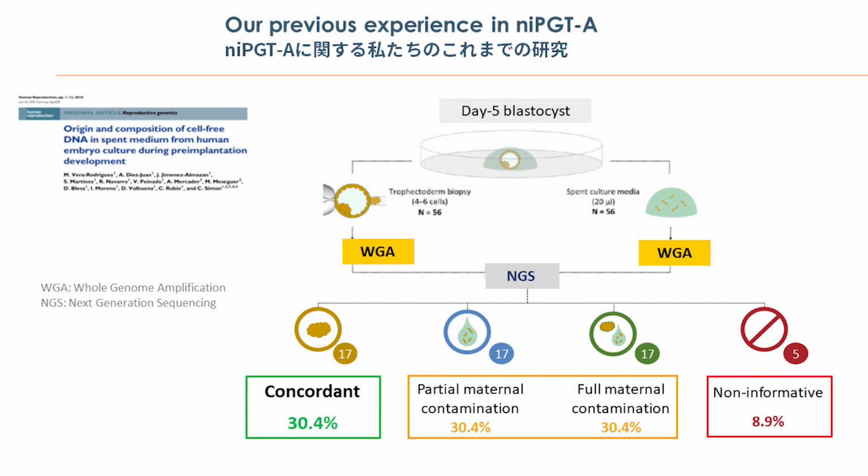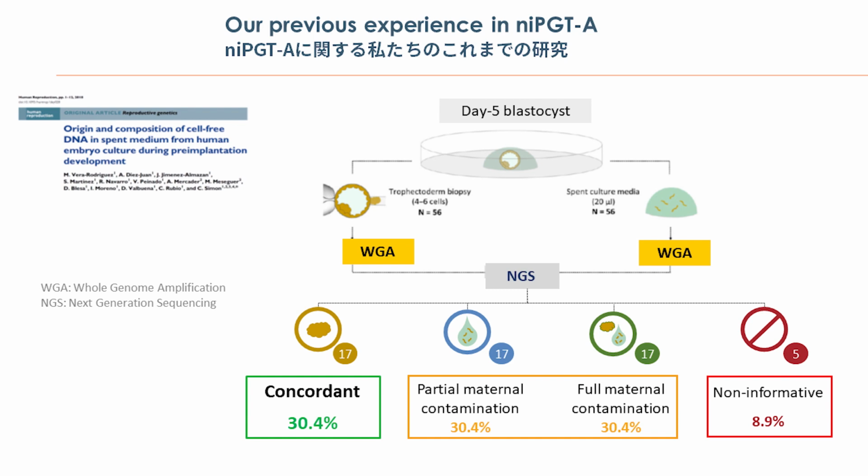If we can have only 30% of the media with similar results to the trophectoderm biopsy, this is not going to be effective for clinical application because it is very low concordance. And we observed very high contamination with cells from the mother, that means from the granulosa cumulus cells. In some cases, it was full maternal contamination, giving us a result of normal XX. And in the other cases, it was partial maternal contamination, giving us kind of intermediate profiles. Also, we have close to 9% of cases in which we didn't have information because there was not enough amount of DNA.